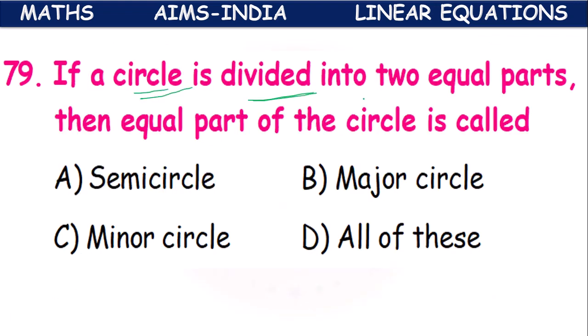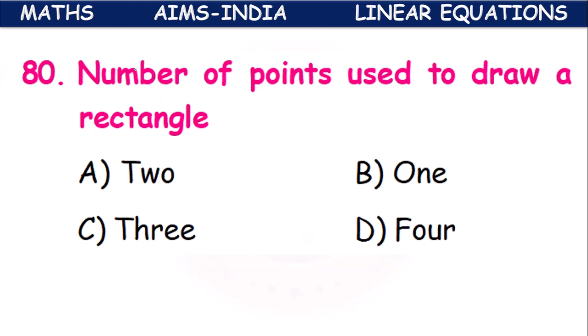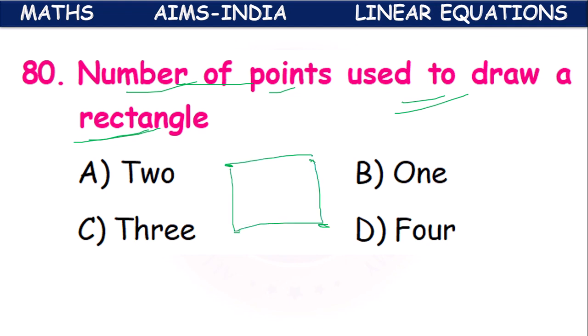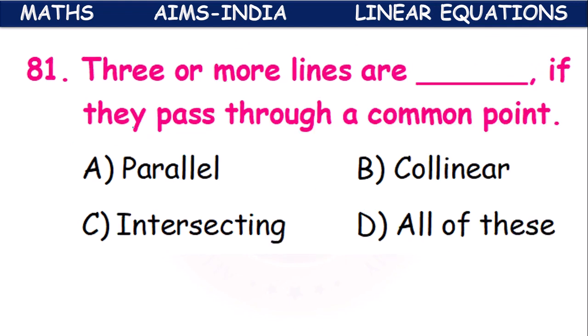If a circle is divided into 2 equal parts, each part is called a semicircle. Number of points used to draw a rectangle. A rectangle can be drawn with the help of 4 points.